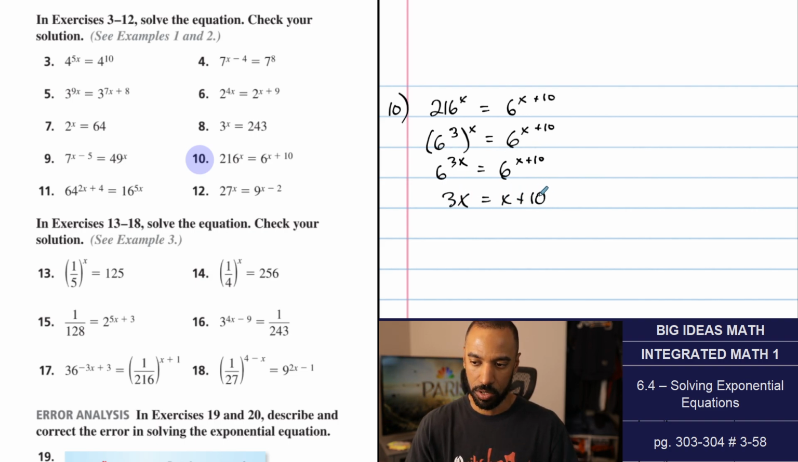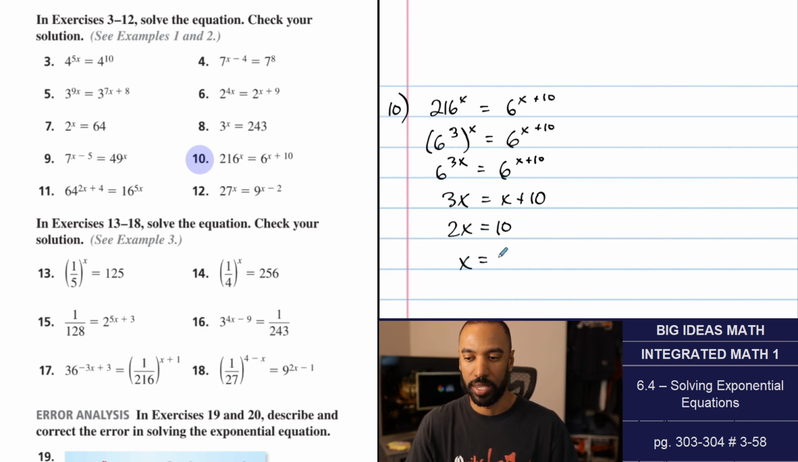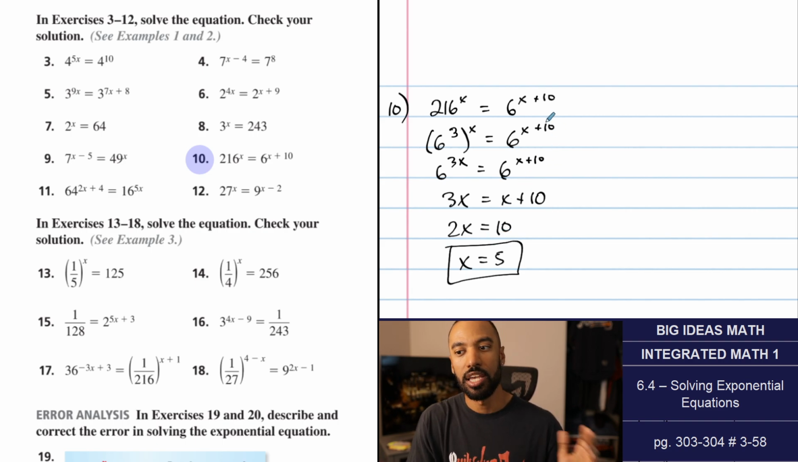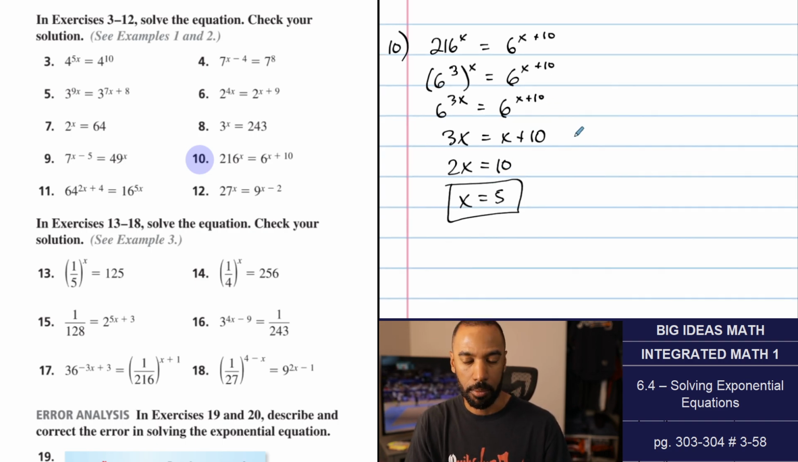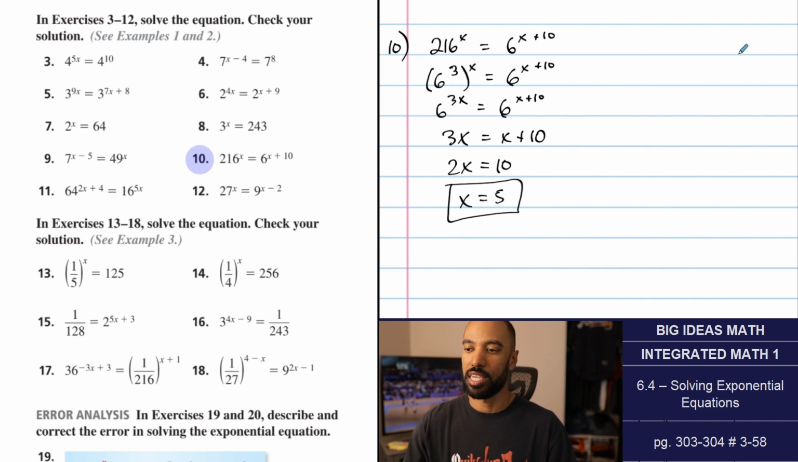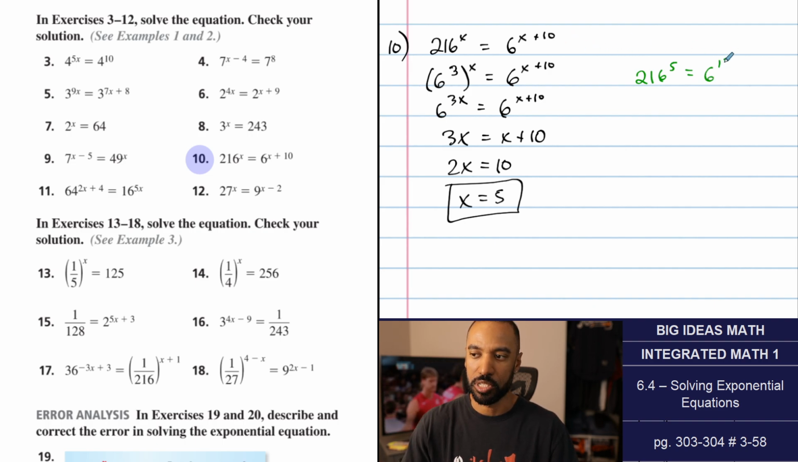We will subtract 1x from both sides, and we'll divide both sides by 2. We get x equals 5. Now, I haven't double checked in a long time, so let's do a double check on this one, especially when these are no longer matching bases. I probably should have done it for the previous problem, but I didn't. So if I do a double check here, I can substitute 5. 216 to the 5th equals 6 to the 5 plus 10. 5 plus 10 is 15.